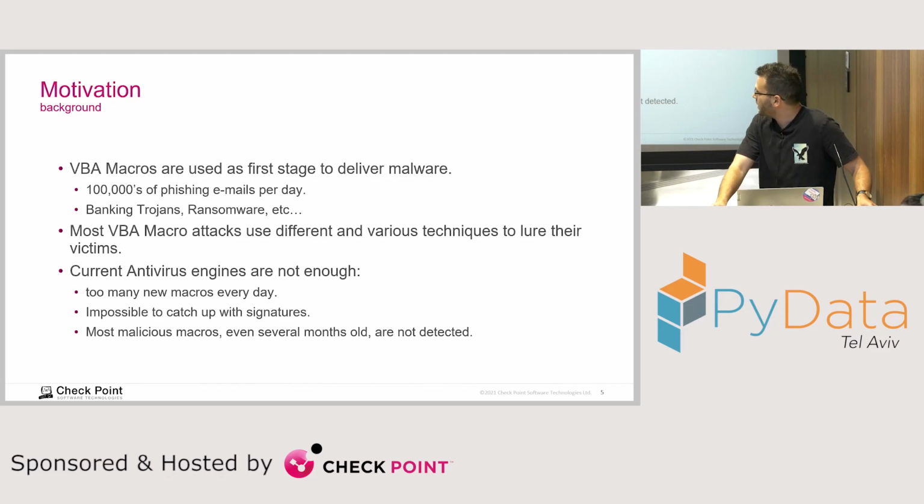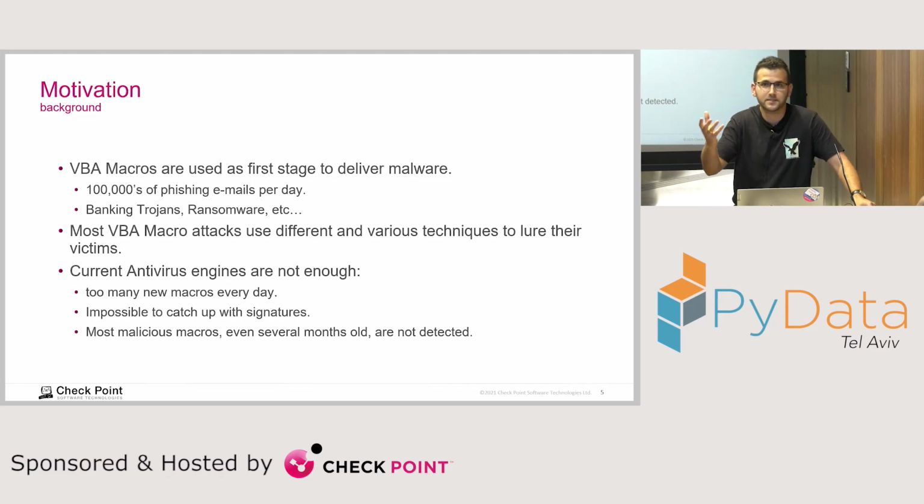So as I said, VBA macros are used as a first stage attack to deliver malware. There are around 100,000 phishing emails per day that have some sort of attached Microsoft document. Most VBA macros, as Erez said, use social engineering to just make you click on that enable content button. Once you click on that button, it's too late. The code launches and you're going to have a bad time.